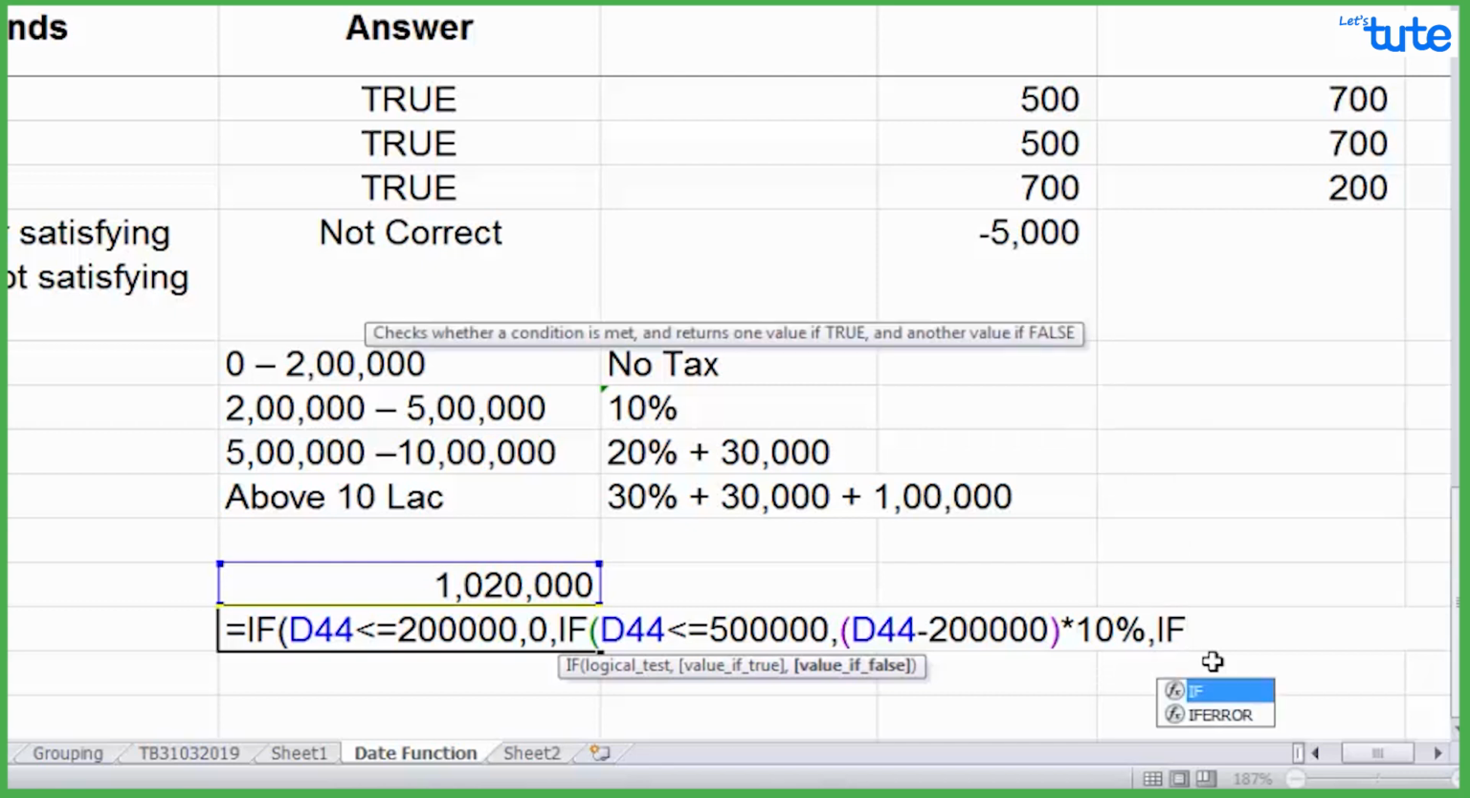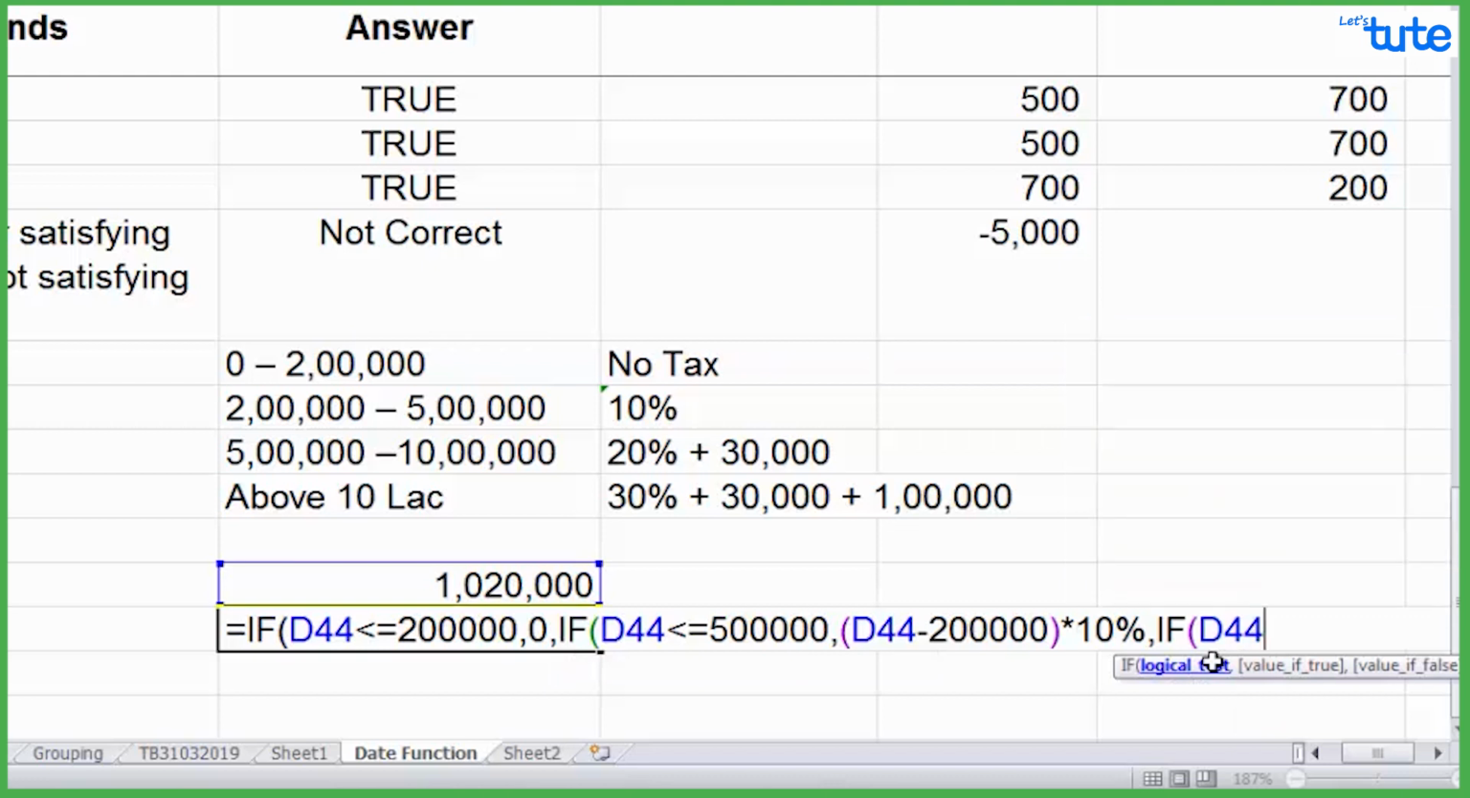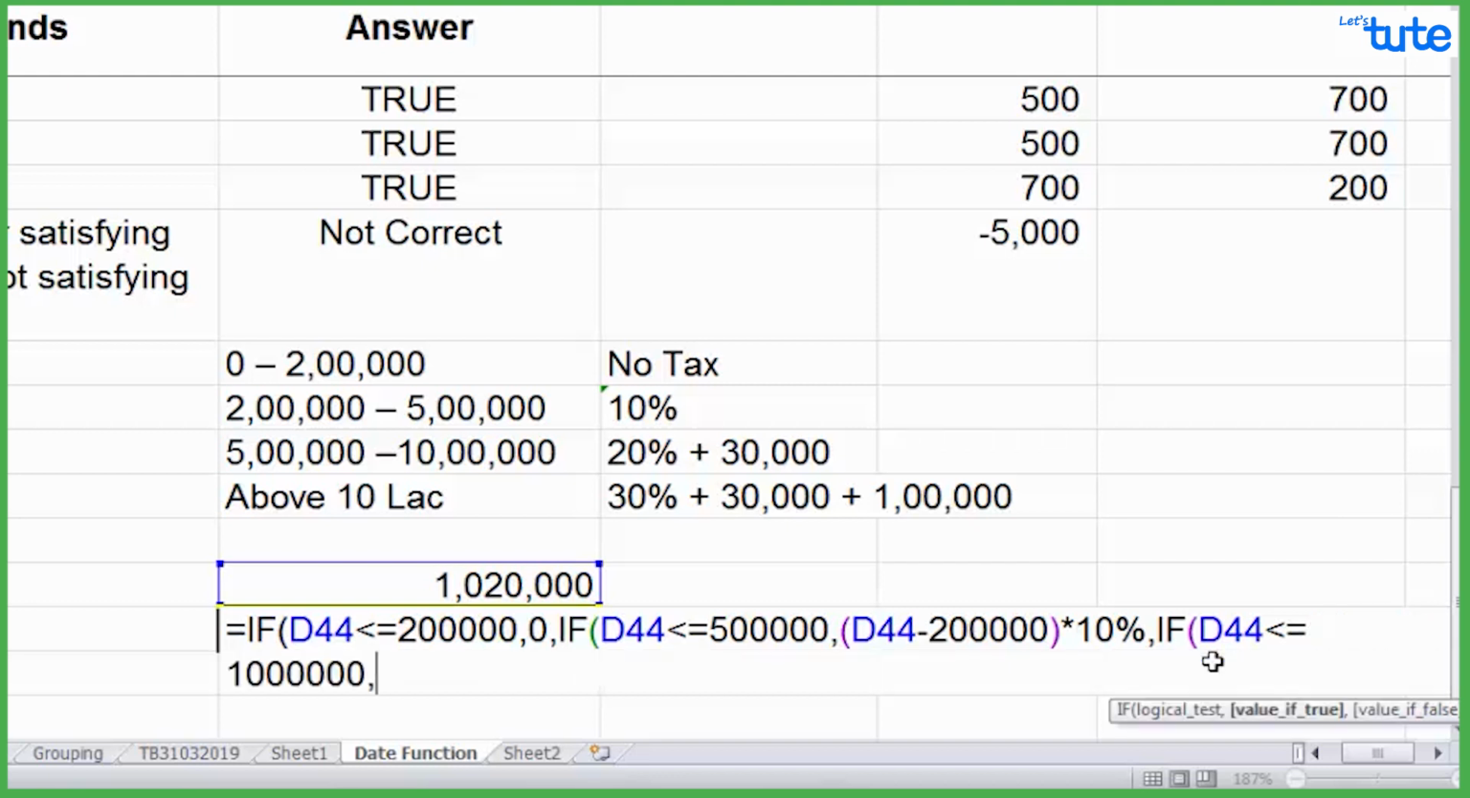Okay. Now, my third condition: IF, bracket open, D44 less than or equal to 10 lakh, comma, bracket open, D44 minus 5 lakh, bracket close, multiply 20% plus 30,000. Okay, clear?